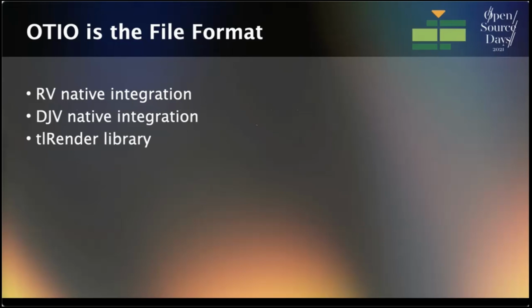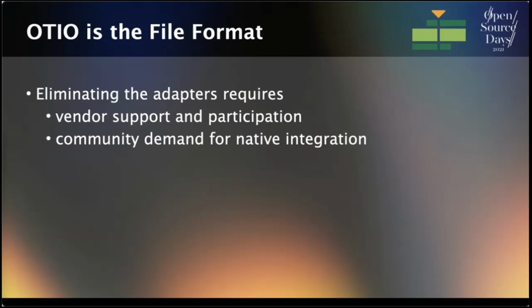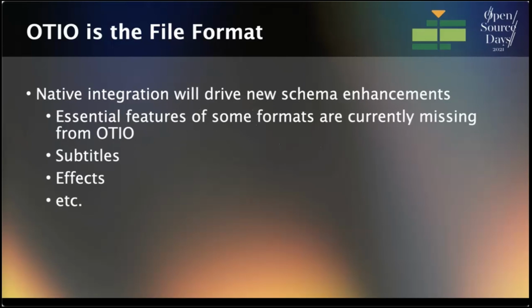Integrations we can tell you about today include these viewers: RV, DJV, and the TLRender library that can render timelines and compositions to OpenGL and Qt. Moving past adapters to native integration requires two things really: vendor support and participation, and this community to ask for that support and participation. Moving forward, native integration will unlock a number of features that are currently desired: specific bits of NLE native data, subtitling information, effects library, and so on.